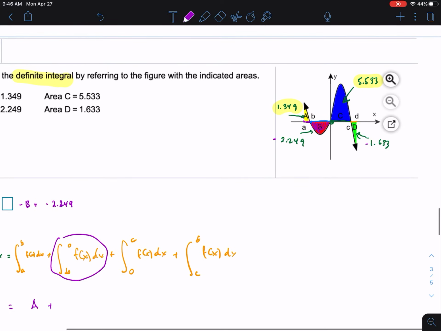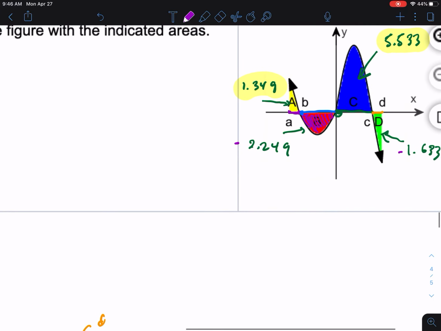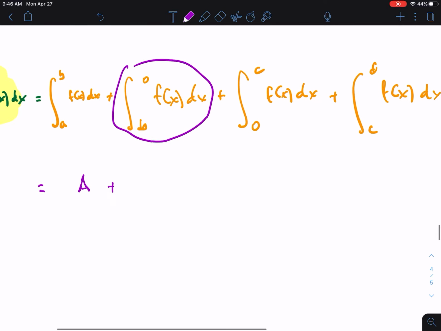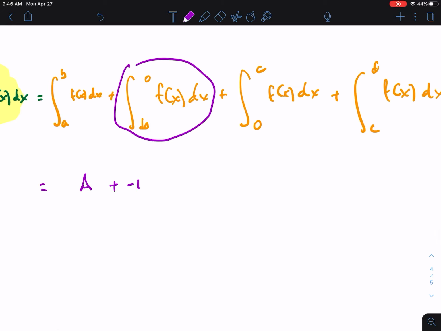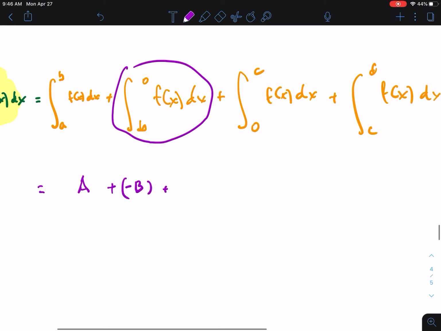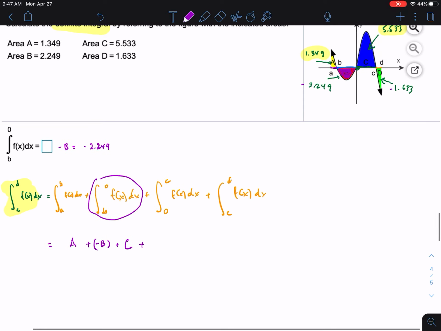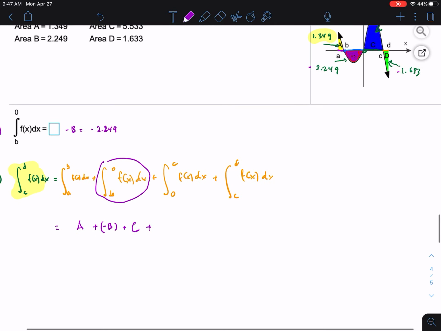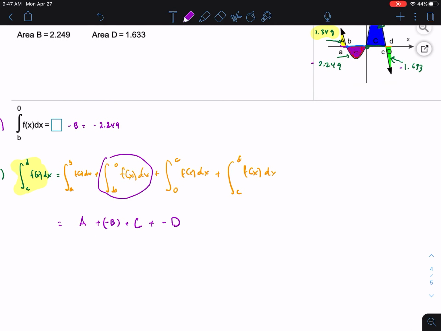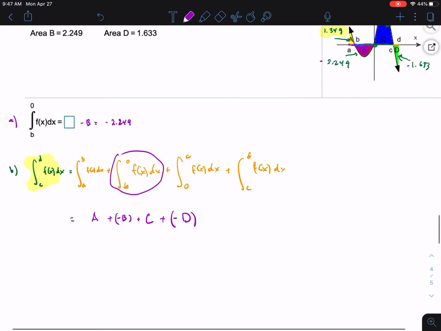From B to 0, the area is B here. But this area is going to be negative, so we're just going to say plus negative B. Plus, what is the area from 0 to C? 0 to C is going to be the C area. Plus, what is the definite integral, or the area under the graph, from C to D? That's just going to be the shaded region D, but the shaded region D is below the x-axis, so that's going to be negative. So we're just going to fill in these values here.